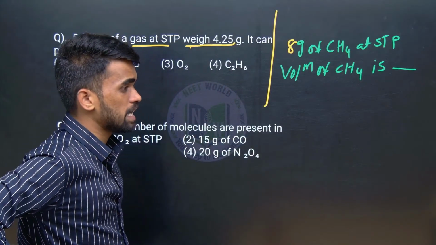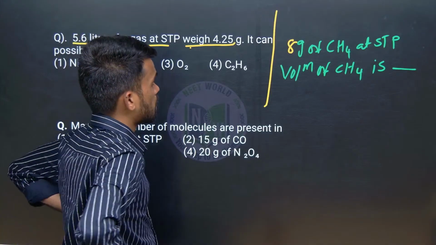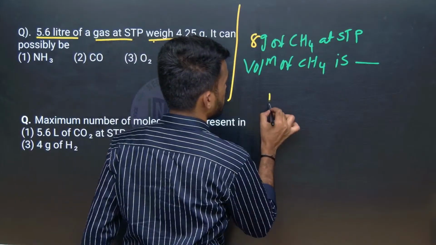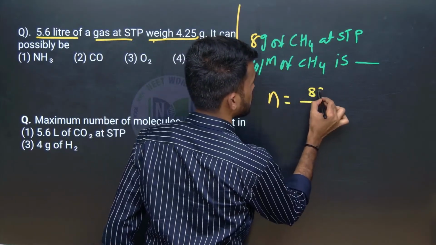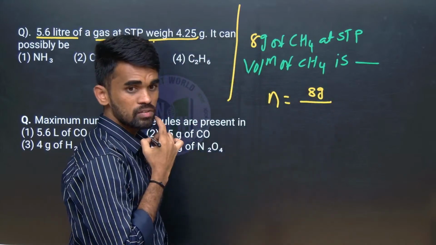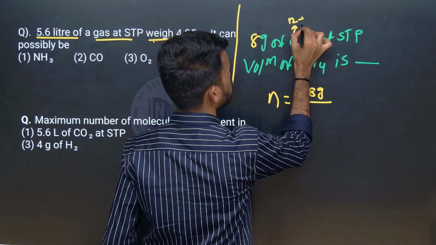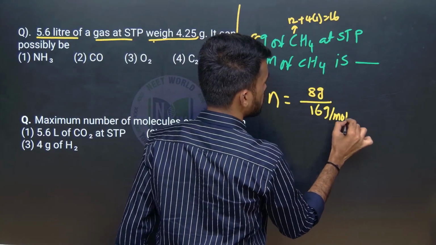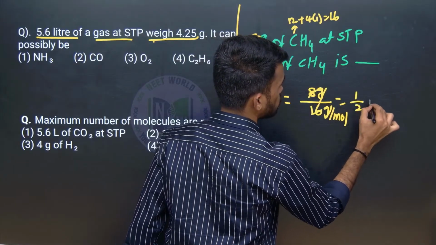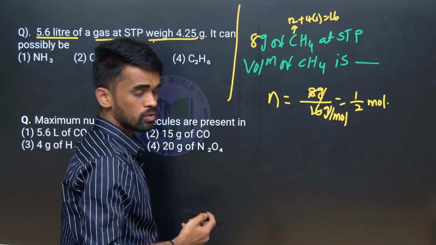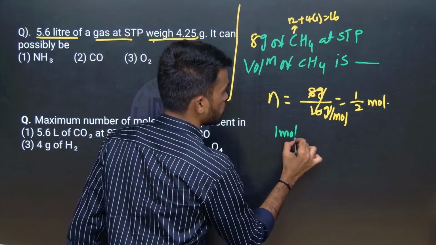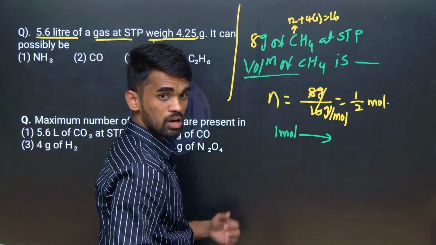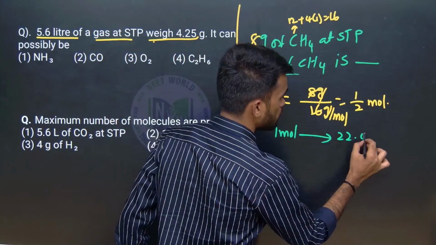So how can we do this? First of all, find the number of moles. Number of moles equals the given weight, 8 grams, divided by the molar mass. For methane, carbon is 12, hydrogen 4 into 1, so 16 grams per mole. So it will be 1 by 2 mole. We know 1 mole of any gas occupies how much volume? 22.4 liters.